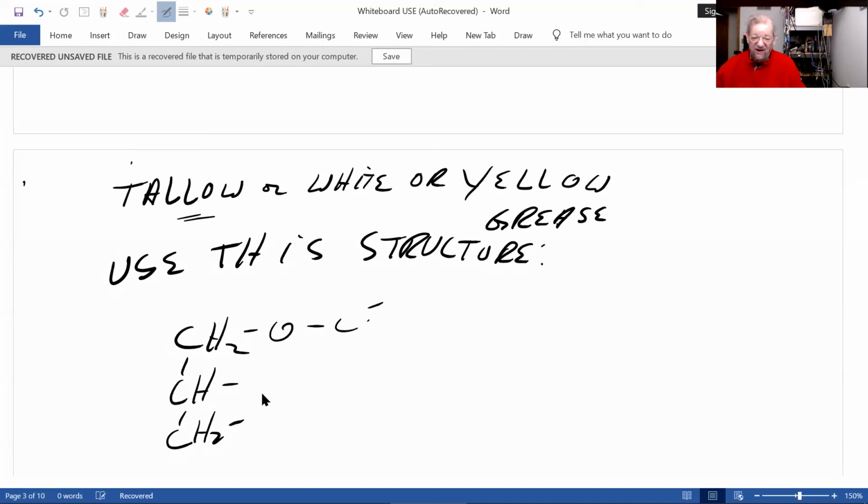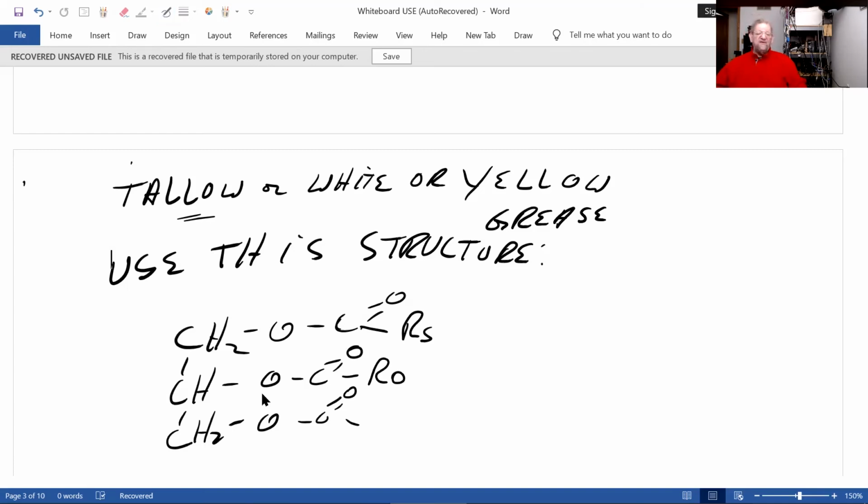It's a triglyceride, all fats and oils are. And for tallow or white grease, yellow grease, we're talking about a fat. Now, this is approximately a 50-50 of saturated and unsaturated. And saturated would be R sub S, from stearic acid, and unsaturated would be R sub O. How do you have three things make 50-50? You can't.